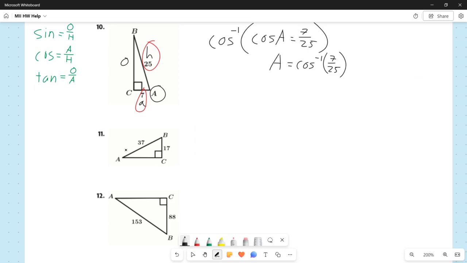73.74. So this is approximately 73.74 degrees. And that is the measure of that angle.